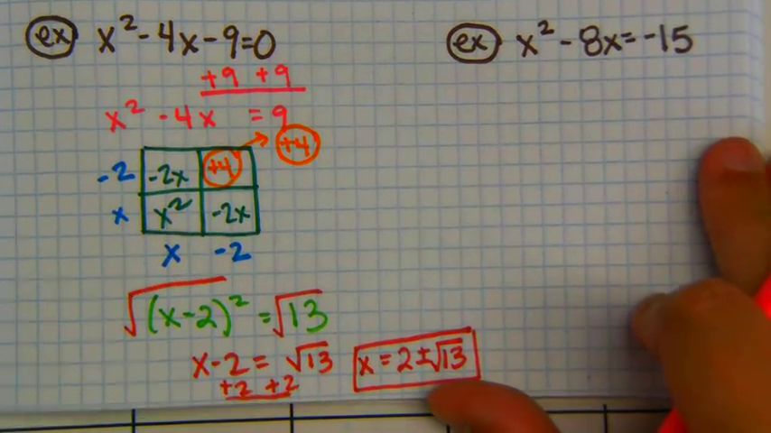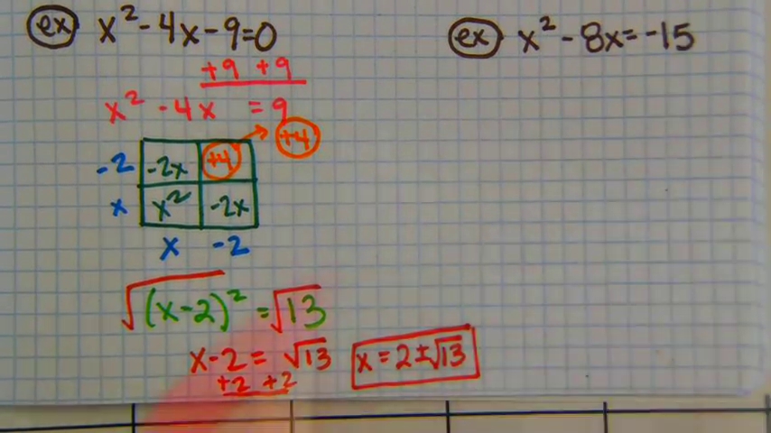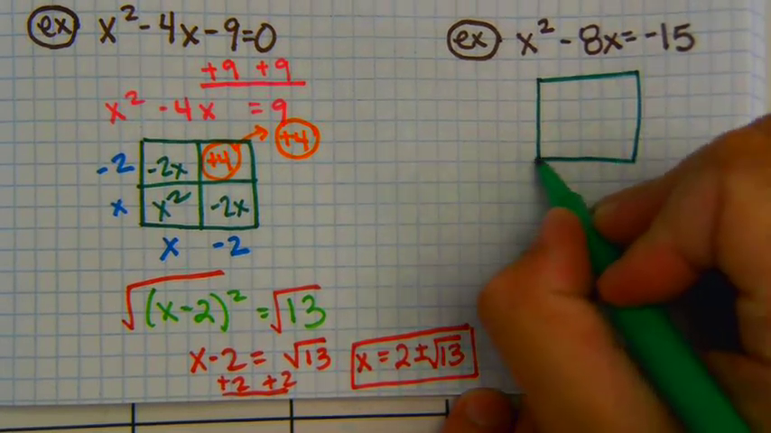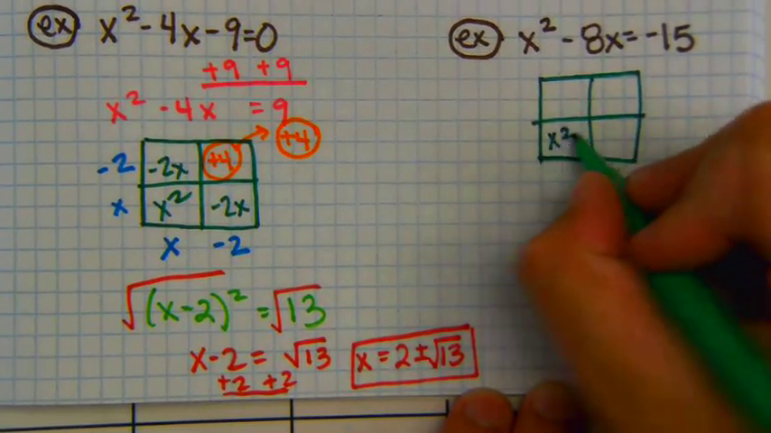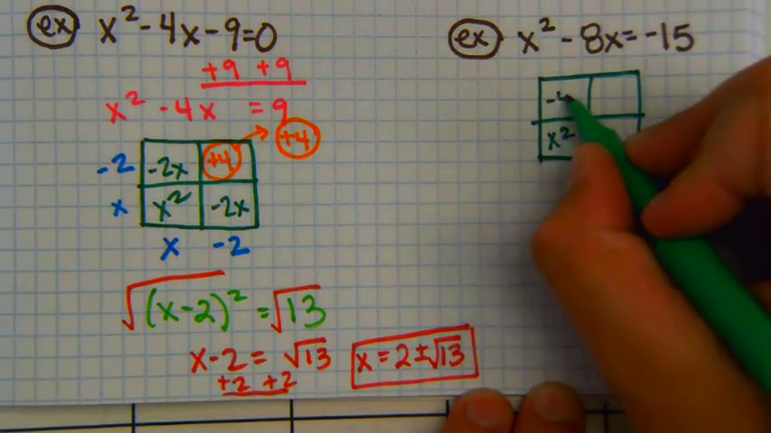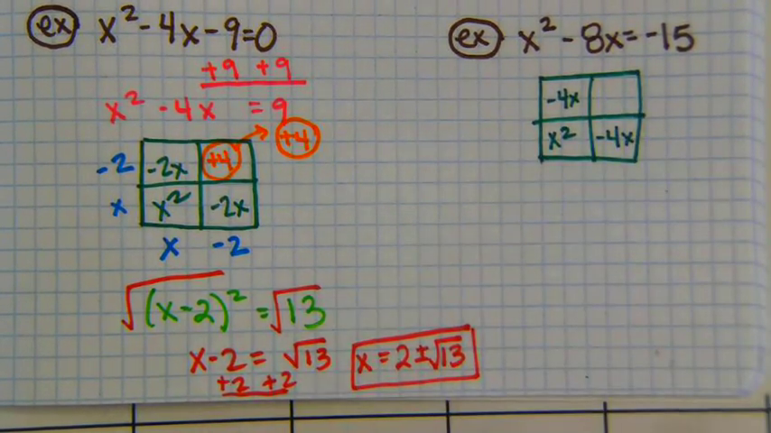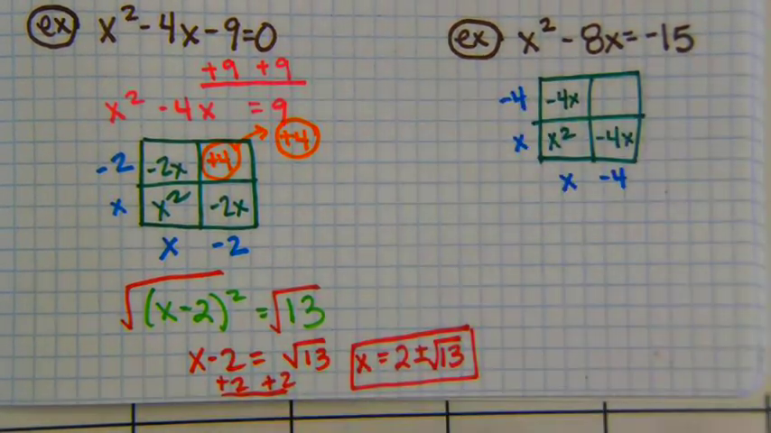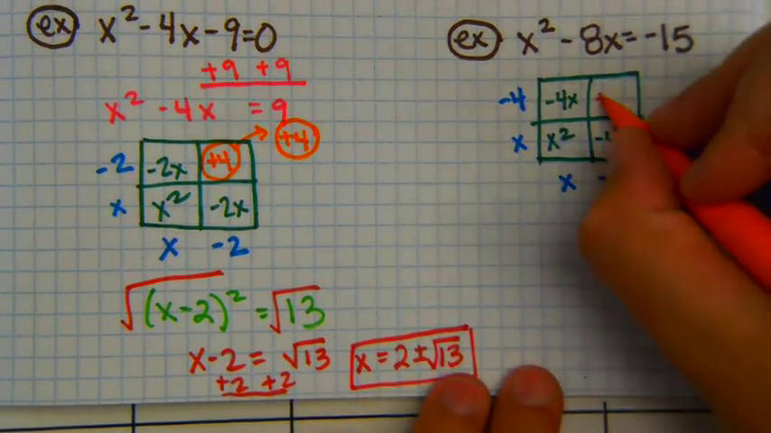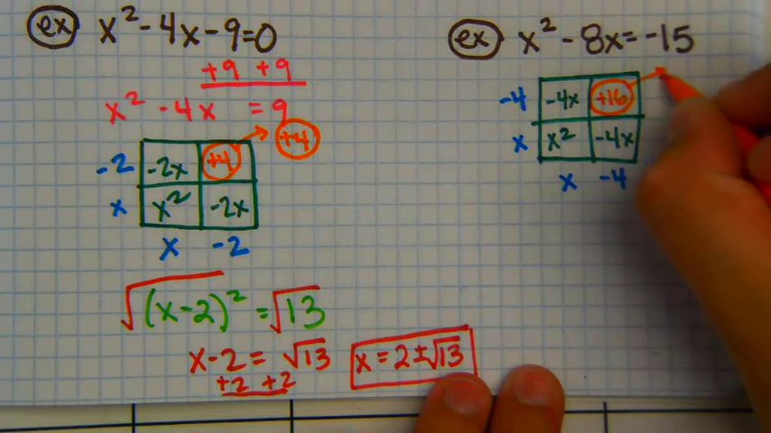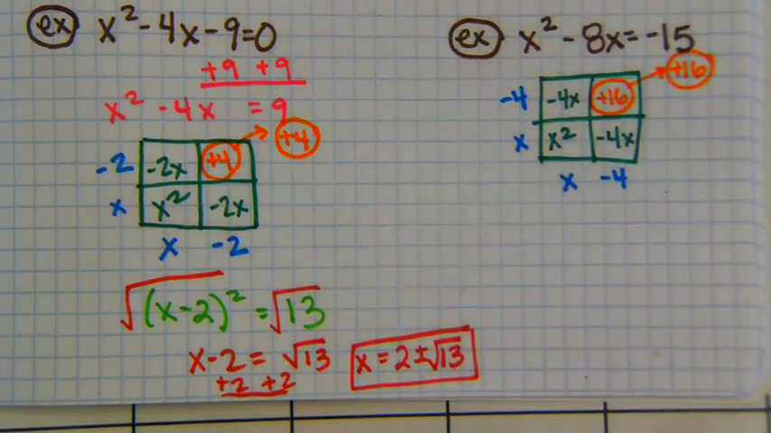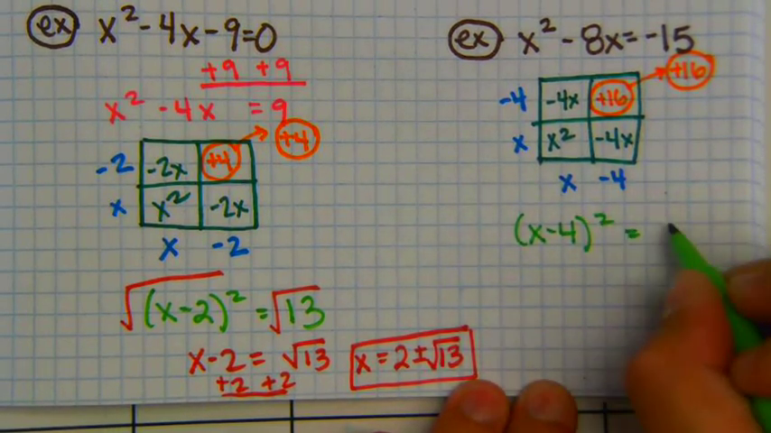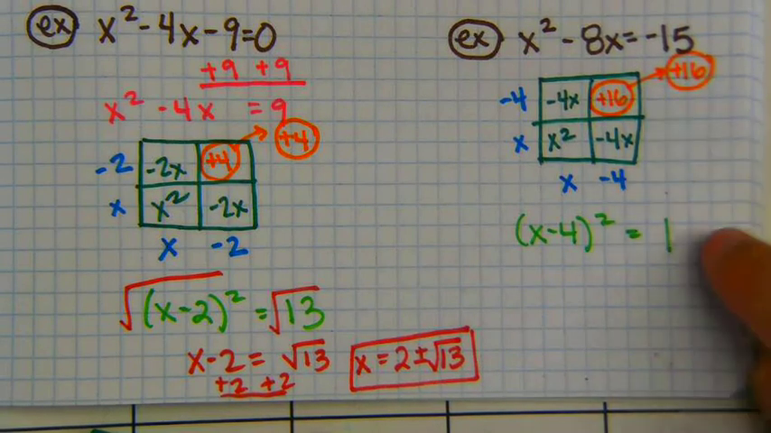On the second example, we don't have anything to get rid of because the x's are already by themselves. So we go on to making the area model. We have x squared. We split up that negative 8 into negative 4x and negative 4x. So our factors are going to be x minus 4, x minus 4. When we multiply negative 4 and negative 4, we get a positive 16 that we add to this side. We rewrite as x minus 4 squared equals 1. Negative 15 plus 16 is 1.